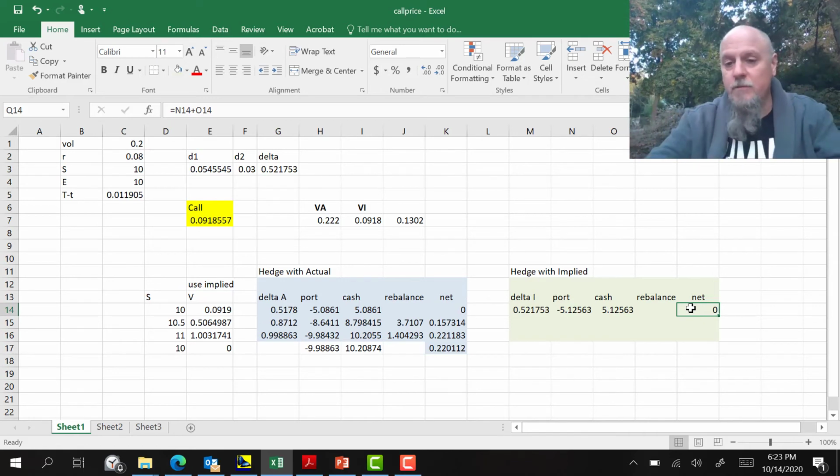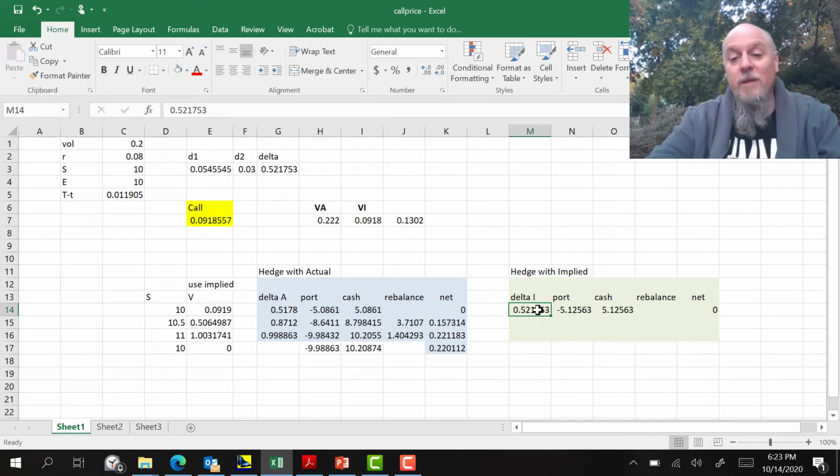Actually, physically, what we would have done is you would have calculated, we're supposed to short 52% of a stock. Someone will give us $5.21. We take some of that money, 9 cents, and buy the option, and the $5.12 is how much cash I would have left over. Okay, now we go to sleep and wake up. Stock is different. Value of the option is different. We'll recalculate our delta. We're using implied, so I'm not going to change that.